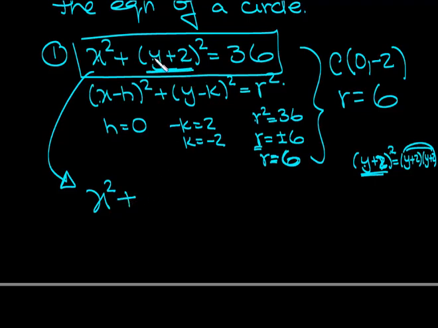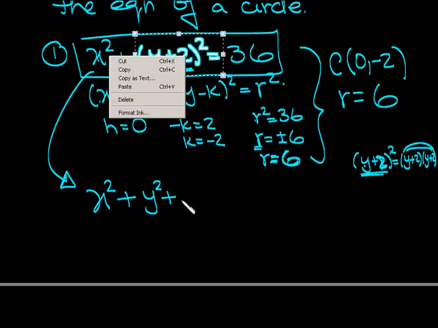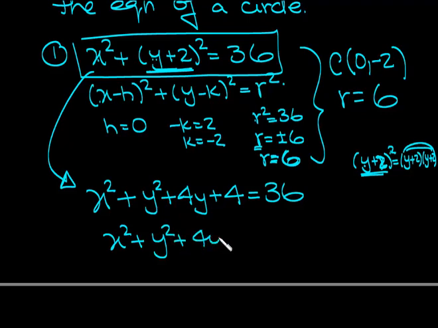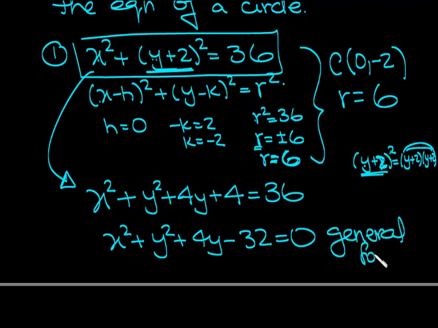To do that, you square the first, plus you take 2 times the first times the second term of the binomial. So this times this is 2y, and you multiply that by 2, so you get 4y. And then you square the last term, which is 2 squared is 4, which is equal to 36. You move the 36 to the left, so you get x squared plus y squared plus 4y minus 32 is equal to 0. So we call this the general form of the equation of a circle, because we've expanded everything out and we moved everything to one side.